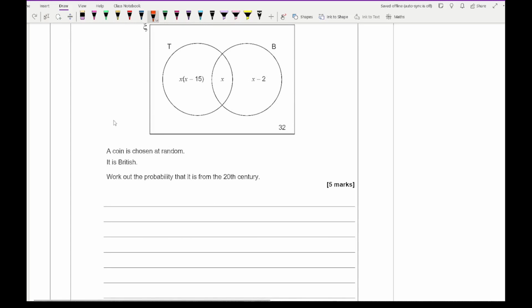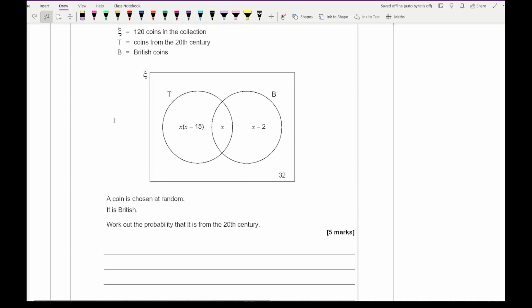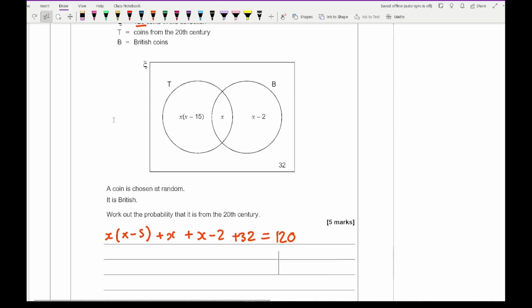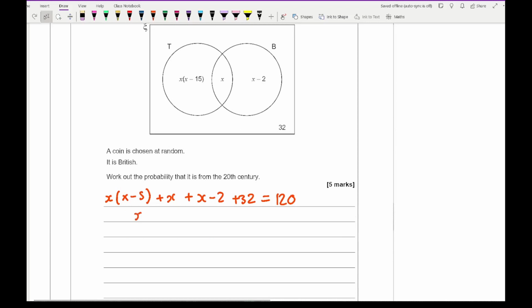So from this we know that x multiplied by x minus 5, which is our value of t, plus x minus 2 plus 32 has got to add up to the total number, which is 120. Now if I then go on to expand and simplify that, what I end up with is x squared minus 13x minus 90 equals 0. So it turns to a quadratic.